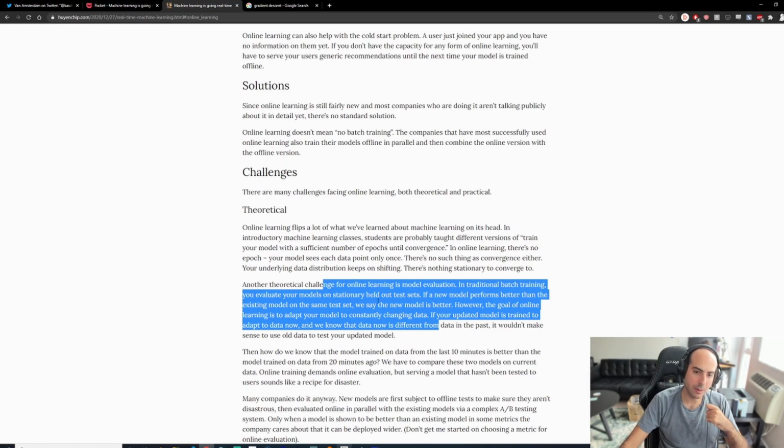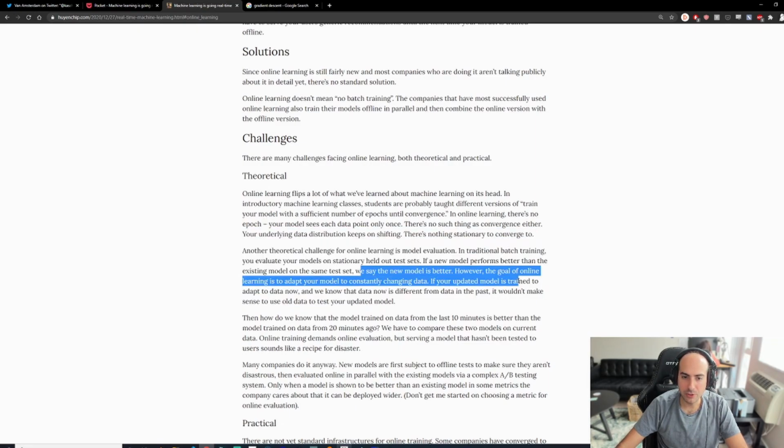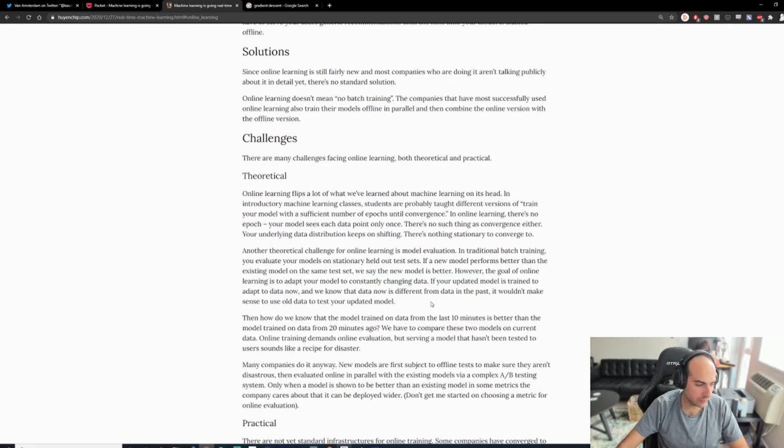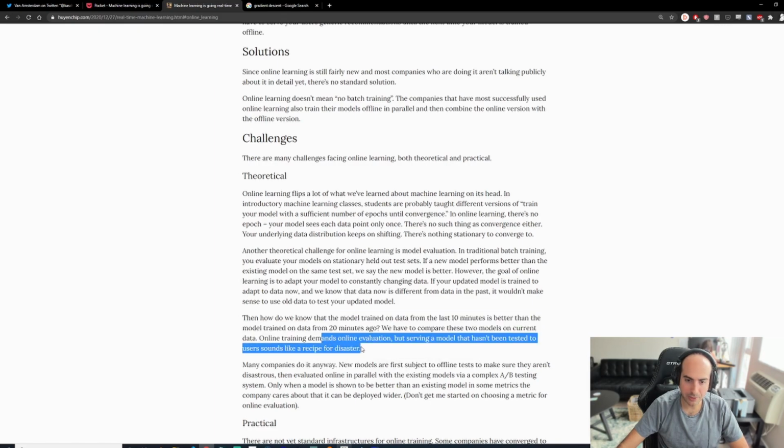Okay, this is interesting. So there's a couple of challenges with this stuff. One is that if you're doing learning online, it's very difficult to use traditional model evaluation metrics. Training or test accuracy makes sense over a batch of data, but if you're training on a new example, then what do you do? Is the model trained on data from 10 minutes better than 20 minutes? How do you compare them?